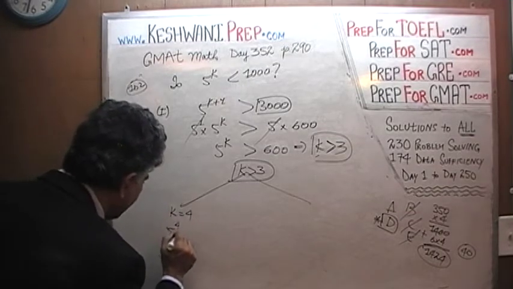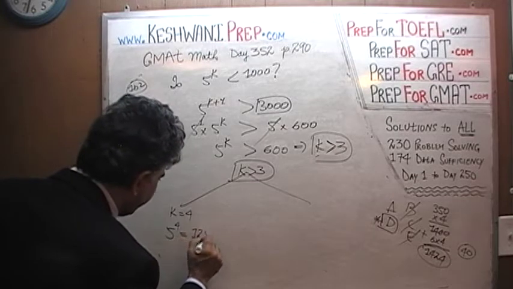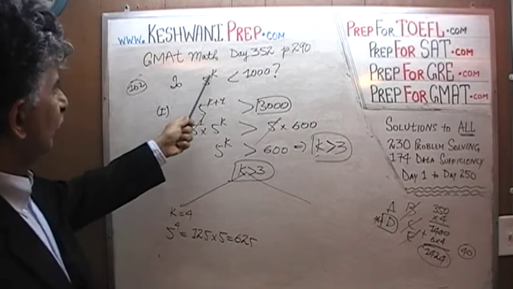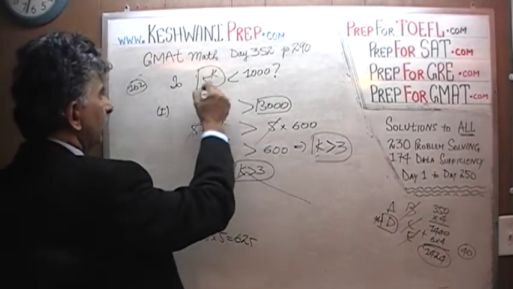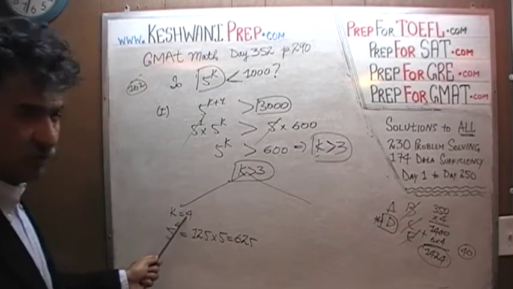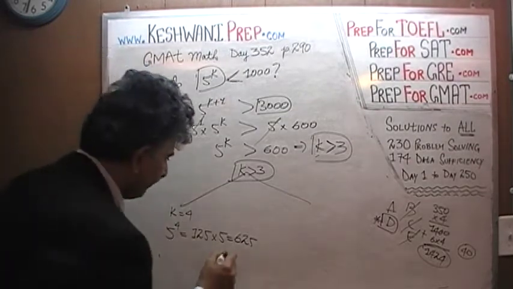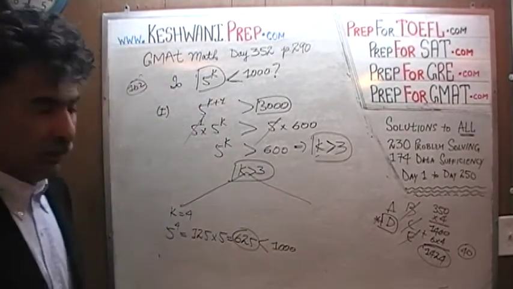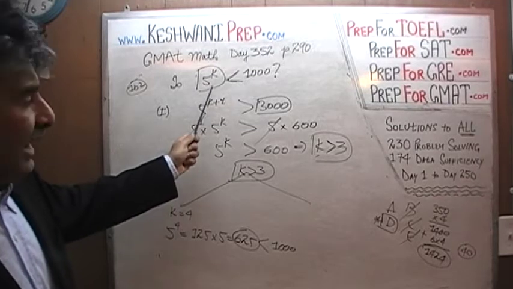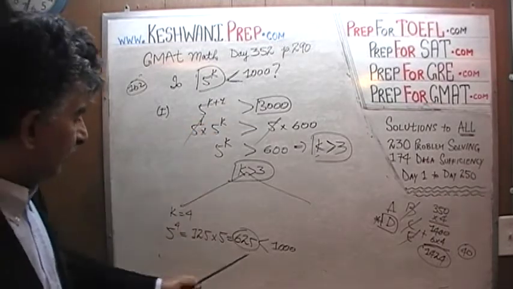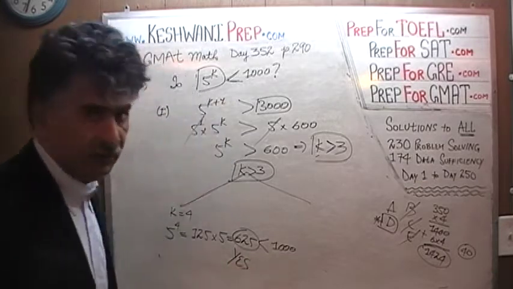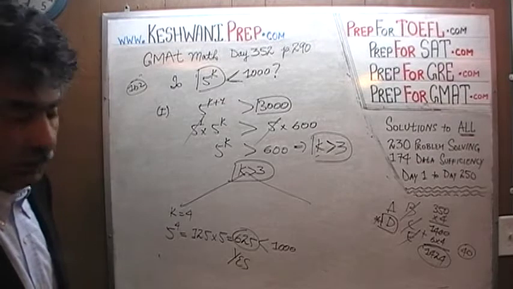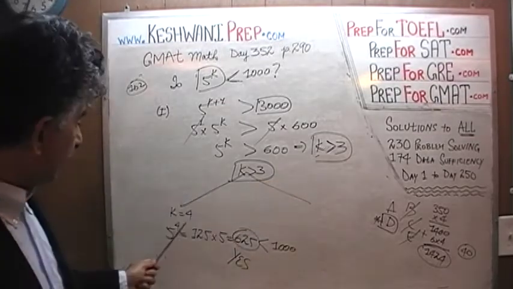In that case, 5 raised to 4, we just found out, is 125 times 5, which is 625. The question is, is 5 raised to k less than 1,000? Well, if k happens to be 4, which gives 625, that is less than 1,000. So in this case, the answer would be yes, 5 raised to k is less than 1,000, because it's 625. We know that k is more than 3, therefore we pretend k is equal to 4.